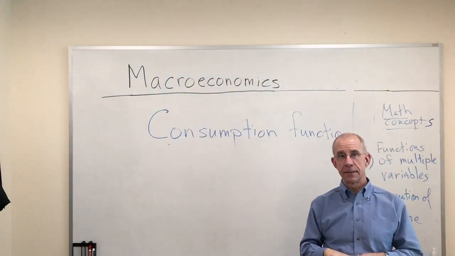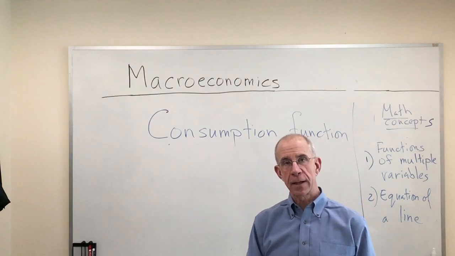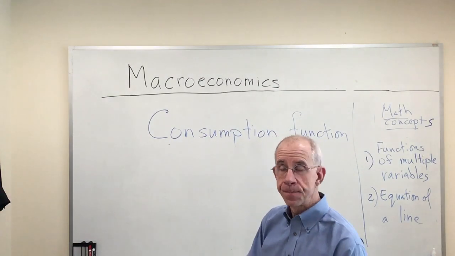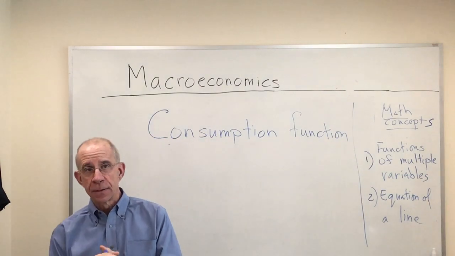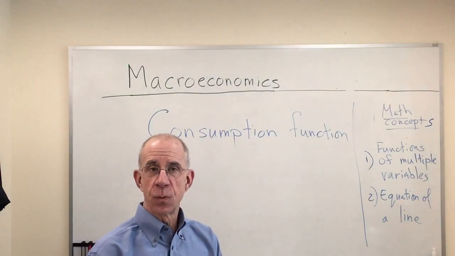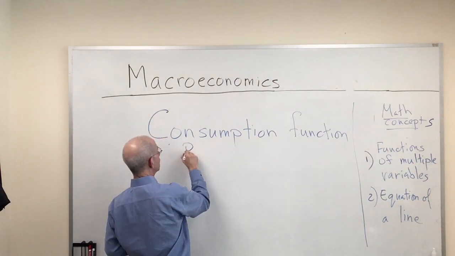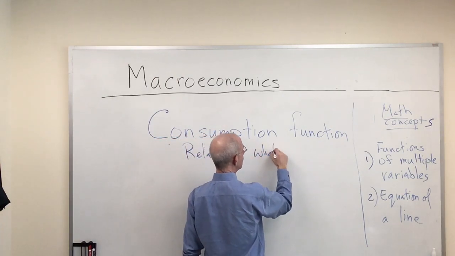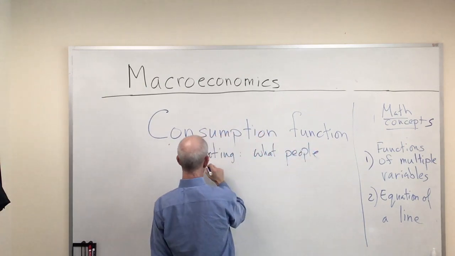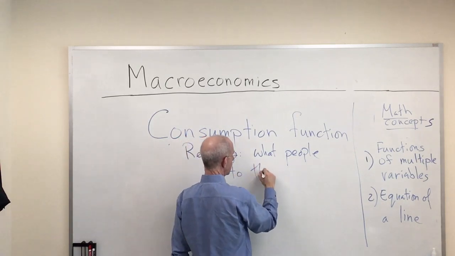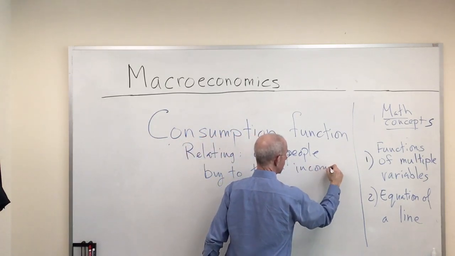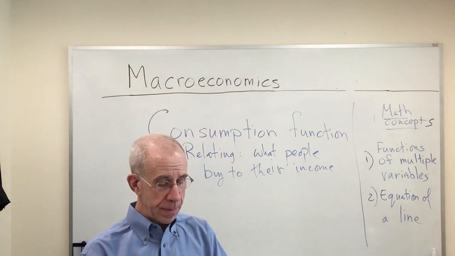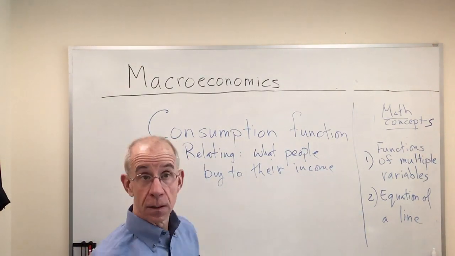A concept that lies at the core of a lot of macroeconomics and macroeconomic policy is the idea of an aggregate consumption function. Now, that's a fairly obscure sounding animal, but it basically is relating what people buy to their income, at the aggregate level, at the economy-wide level, of how much people will decide to buy goods and services given different levels of income.